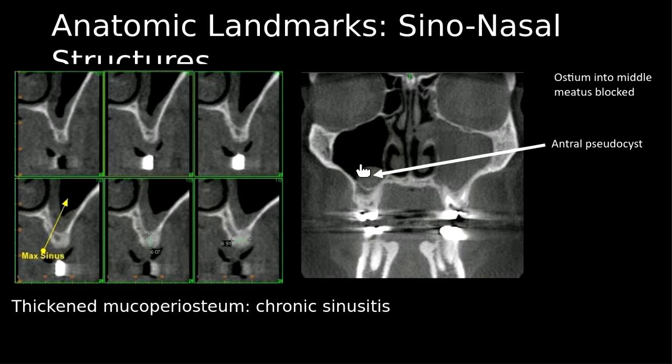And there's another example of an antral pseudocyst. And the sinus is fully blocked on this left side, you can see here. So make sure you know this one too. And you see the walls of the sinus are pretty thick, and these are areas of sclerotic bone, and that is exactly chronic maxillary sinusitis.